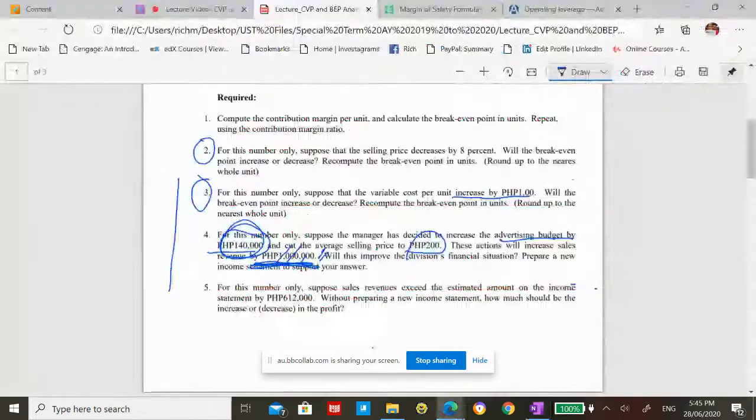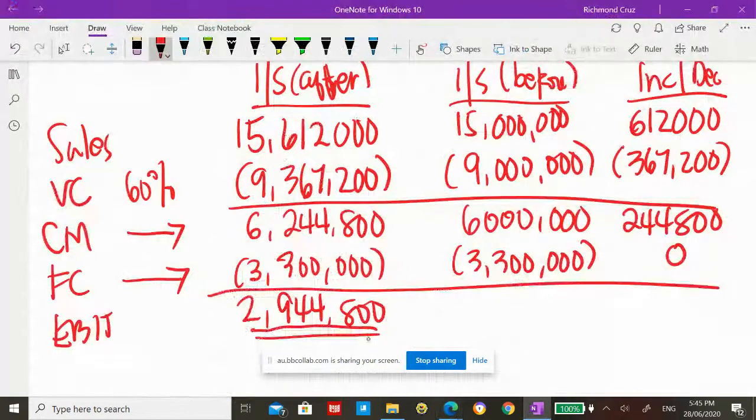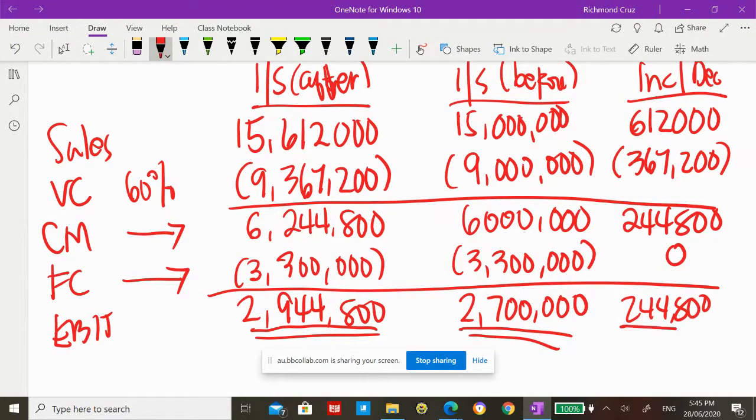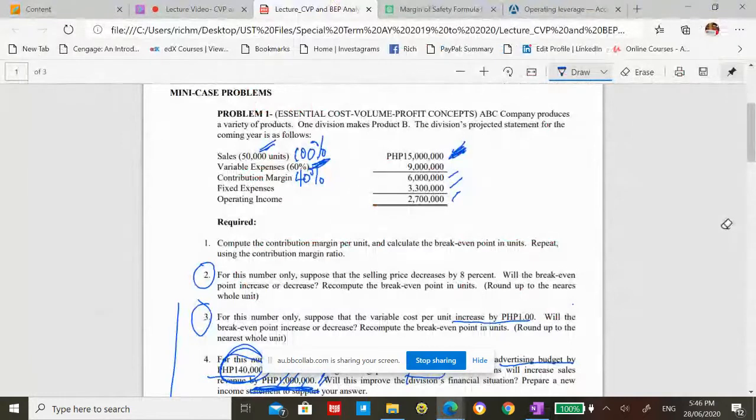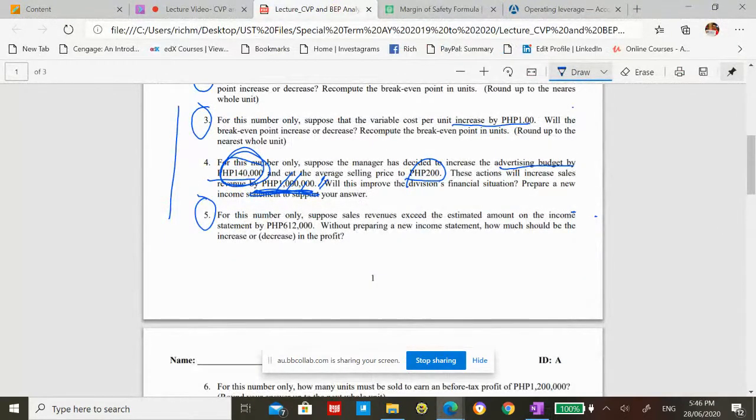So, our before is 2,700,000. So, 2,944,800 minus 2,700,000 is 244,800. Look at the income statement: the increase in EBIT is also the increase in the contribution margin. Why is that? Because from the start, the 6 million already covered the 3,300,000. So, when we sell 1 more unit, for example, 50,001 units sold, the increase in our EBIT is the contribution margin of that 1 unit beyond 50,000. That's why they are equal. So, we're done with number 5.